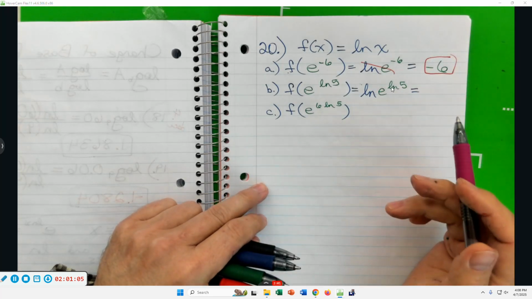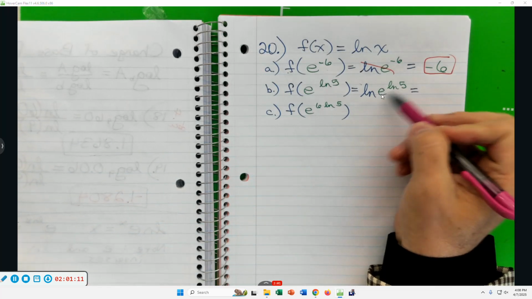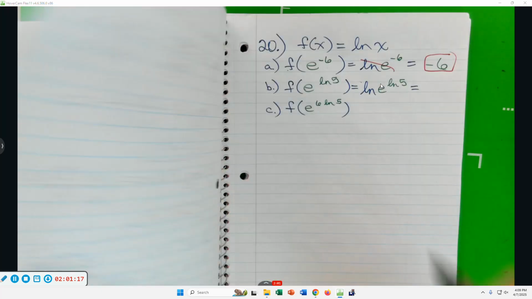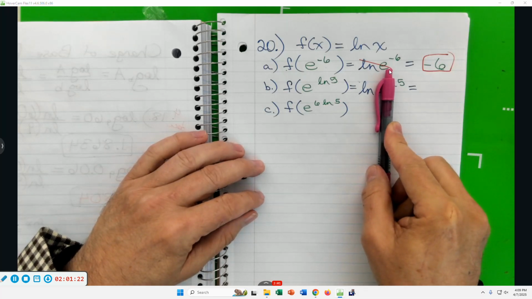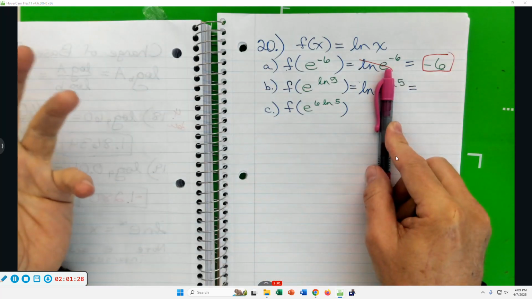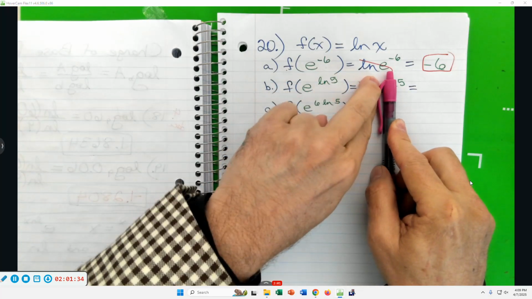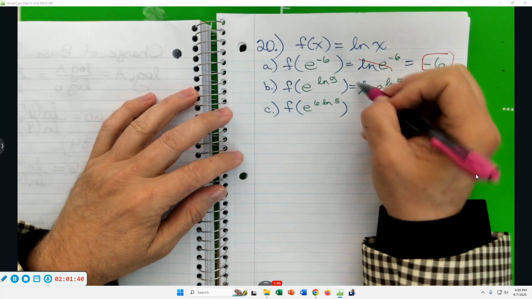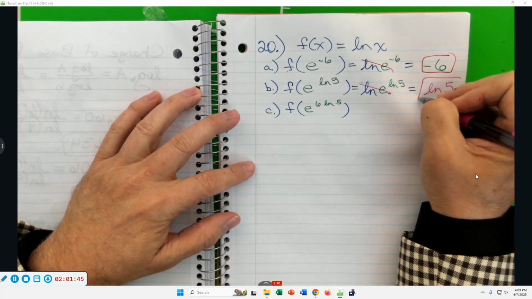Or there's another place you could cancel. What about this, e to the ln 5, that green stuff? Remember, e to the ln, they cancel as well. So you could cancel right there, but you still have what is your final answer? ln 5. So it doesn't matter where you cancel. The point of this problem is you're not just going to have a 5. It's not a cancellation free-for-all every time you see e's and ln's together. You can cancel one pair, and then you're still left with one ln, so an ln 5.